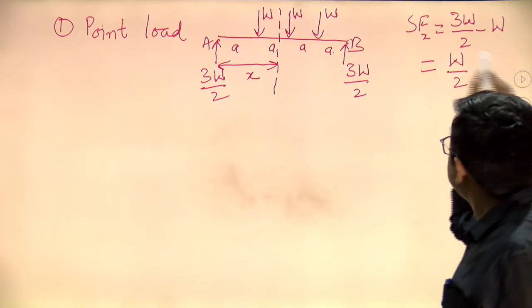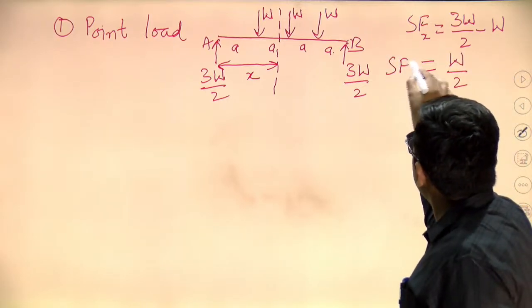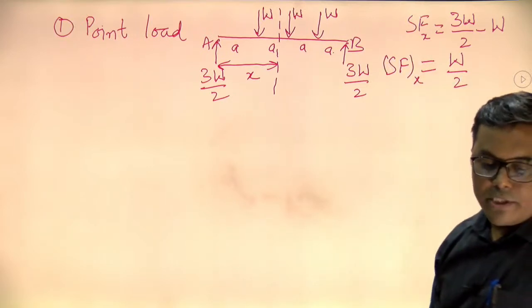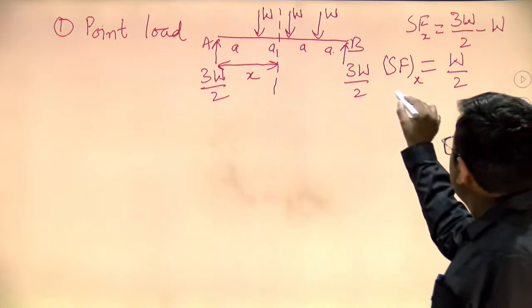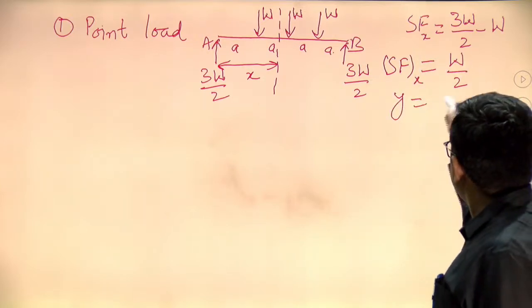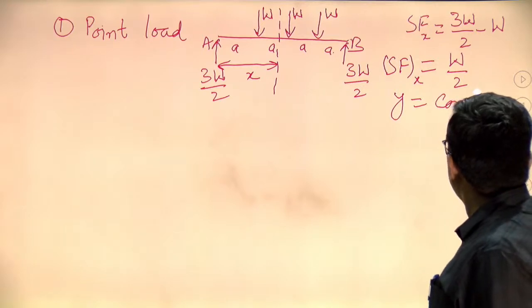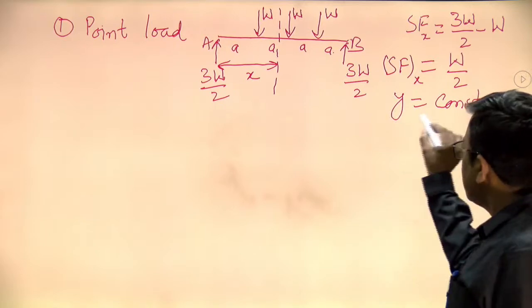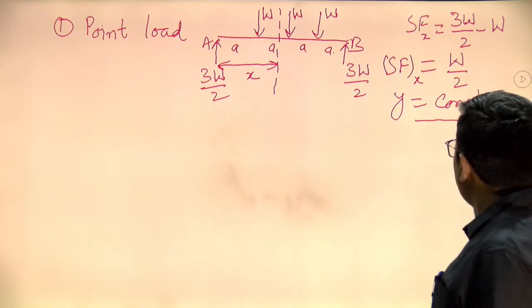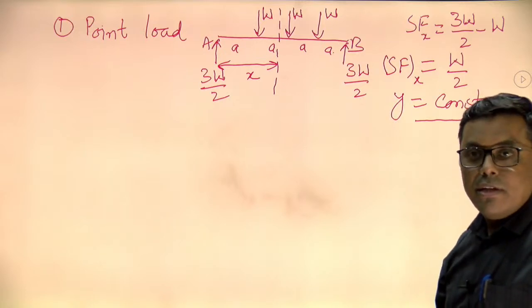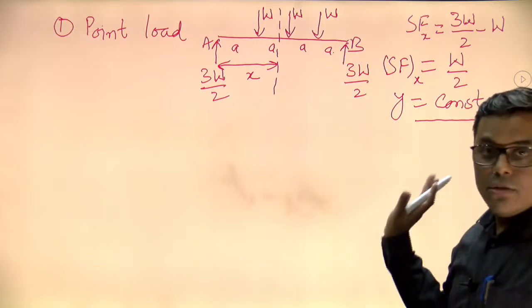W by 2. Shear force at x. What is the type of equation? If I am considering shear force as y, so this is constant. Y equal to constant. It means the line will be horizontal, parallel to the reference. Is it okay? Clear? कोई issue नहीं?